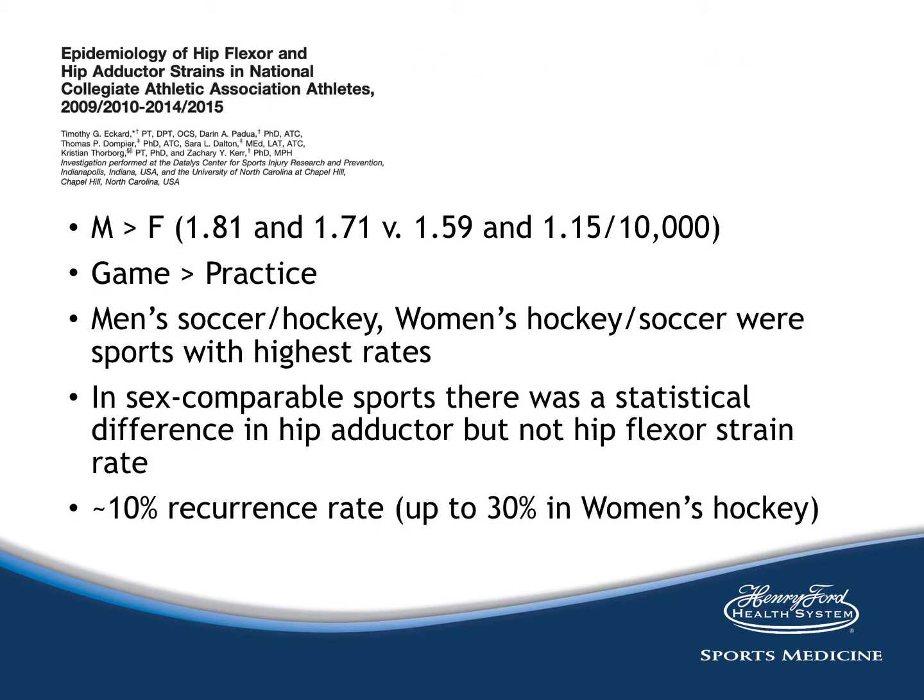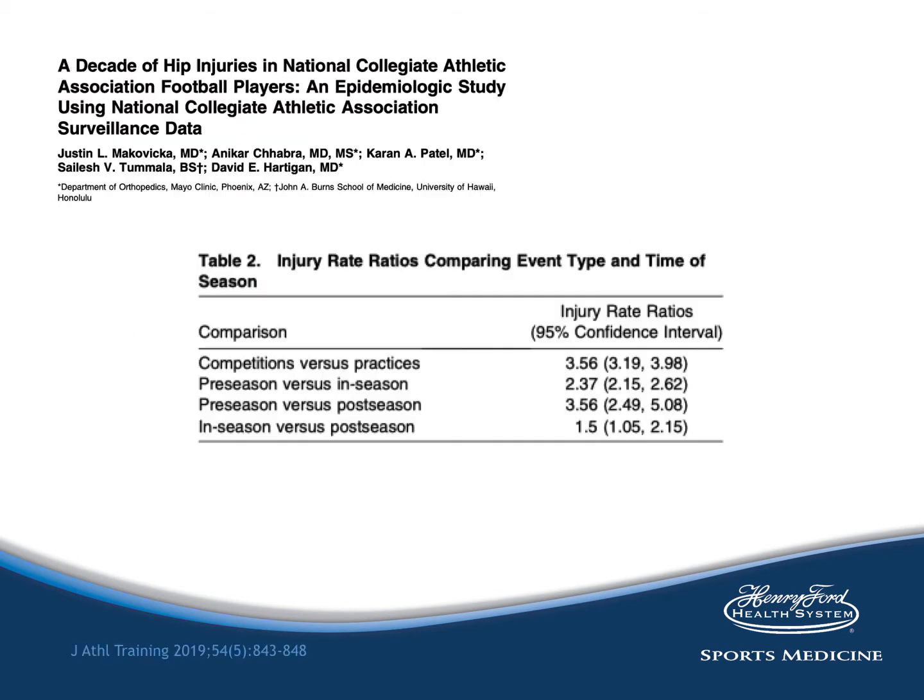Injuries were more common in males than in females, and more common in games than in practice, which we often see. Men's soccer, hockey, and women's soccer and hockey were the sports with the highest rates. In sex-comparable sports, there was a statistical difference in hip adductor, but not hip flexor strain rate. An approximately 10% recurrence rate was noted, and up to 30% recurrence rate in women's hockey.